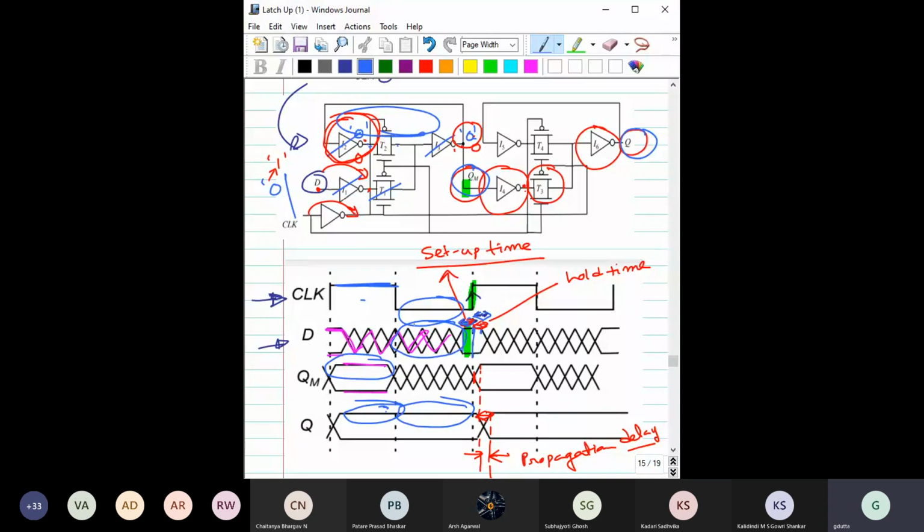Because now this QM can only change, but the positive edge has still not come. So this will still be in this hold state. This will be the hold state for this, and this is the hold state for this. So as a result, for this entire duration, the Q will be stable, even though you can see there is a change in this QM, this internal node. No doubt.